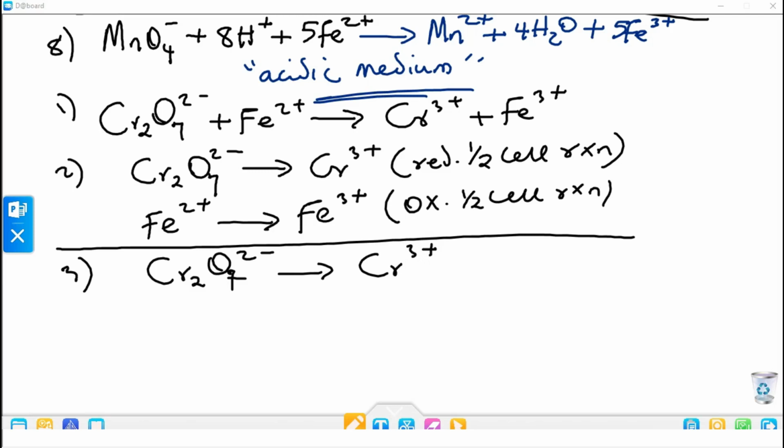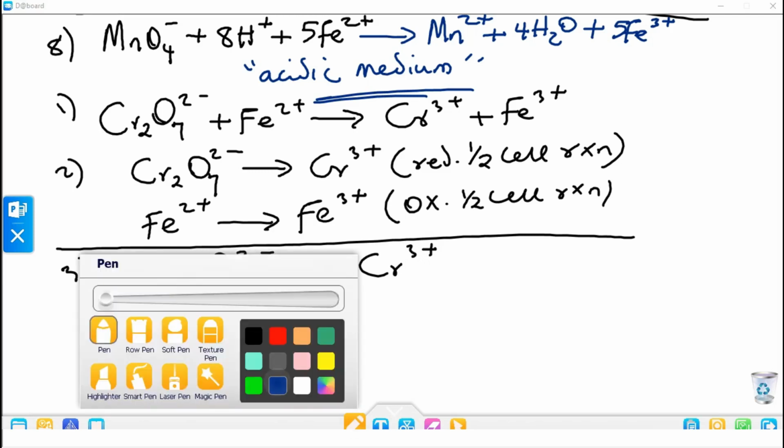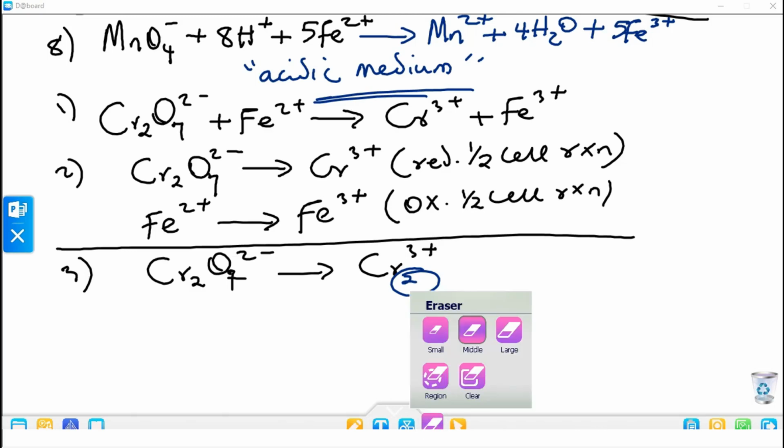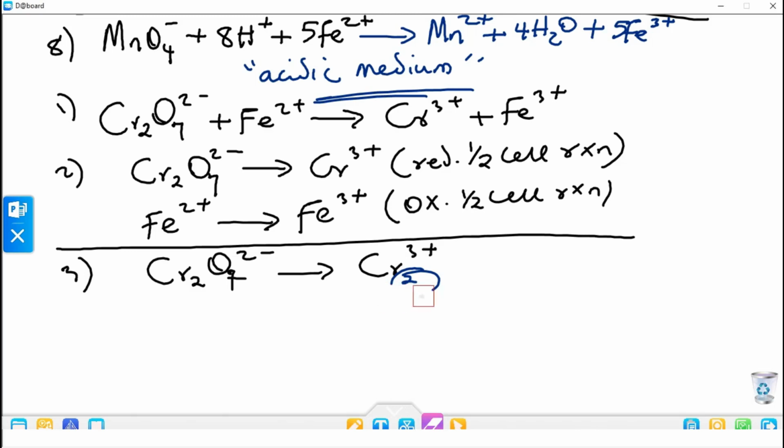So how do we balance chromium? Somebody may make the mistake of putting 2 here. It is wrong. You always remember that in our balancing of equations, under normal balancing of equations for inorganic reactions like acid and base, the common simple balancing of equations, we don't balance equations with subscripts. So if you put 2 as a subscript to chromium, then it means you have done the wrong thing, dear students. So please avoid balancing equations using subscripts.